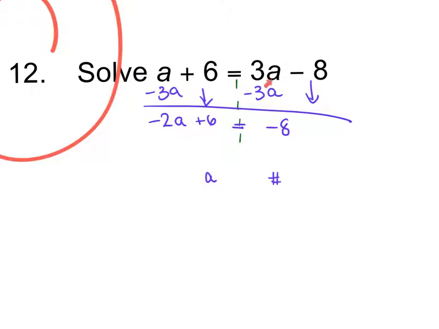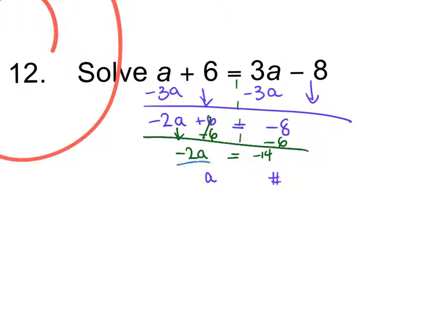Some of you may not have done the letter first. You might have brought the constant, minused it first. That would give you the same answer. It's the same exact thing. It's just in a different order. If I minus 6 here, I get negative 2A is equal to negative 8 minus 6 is negative 14.